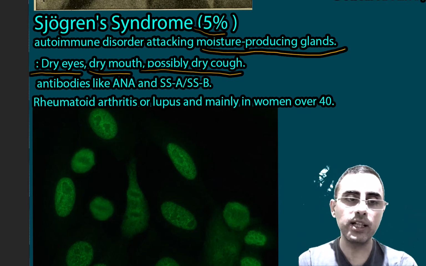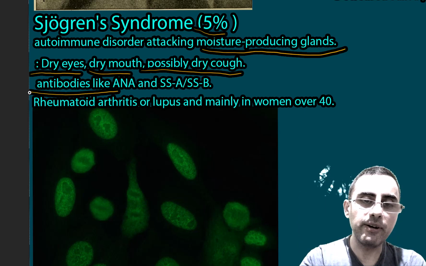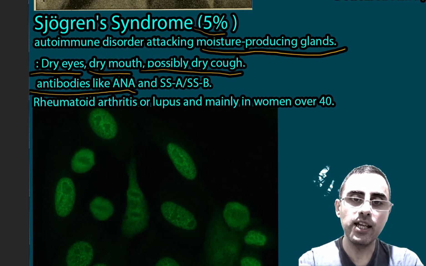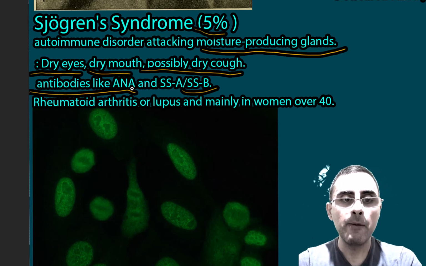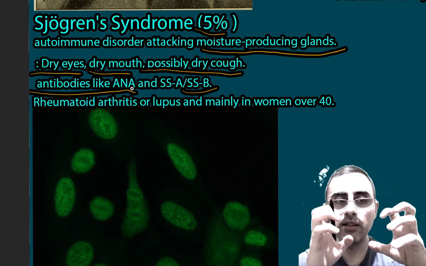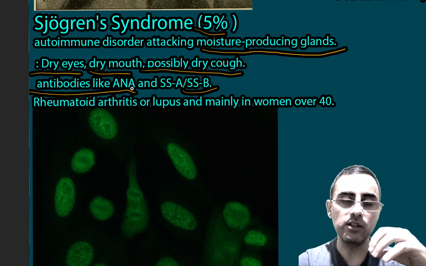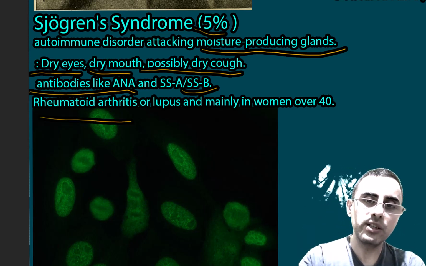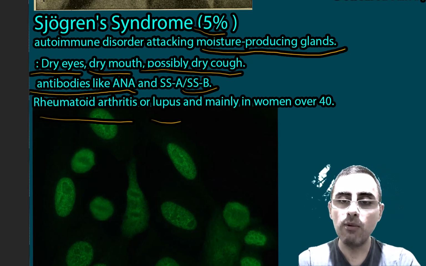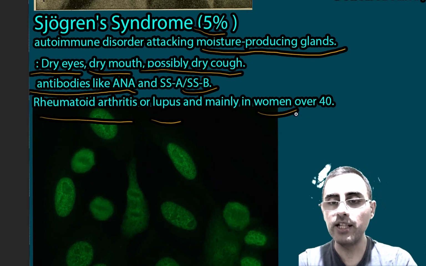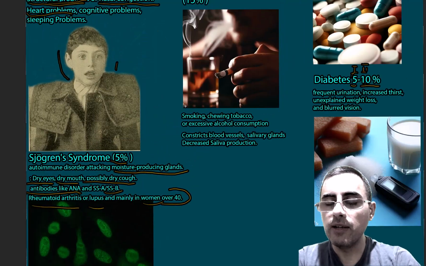And how can we diagnose it? We measure antibodies in our blood, such as SSA and SSB antibodies. It's ANA antibodies, and such autoimmune disorders also occur together with other autoimmune disorders such as rheumatoid arthritis or lupus erythematosus, and it's more common among women and over the age of 40. That's all I wanted to say.